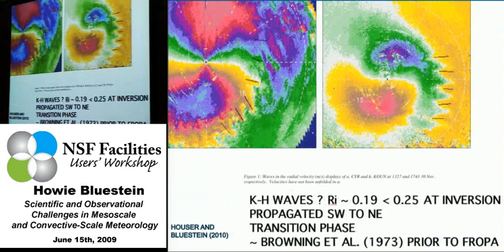Can KH waves modulate precipitation? Some work that a student and I are doing, and there you see an image from the CASA radars and from the NSSL polarimetric radar, and in the wind field, you see these regularly spaced bands in Doppler velocity that indicate KH waves.